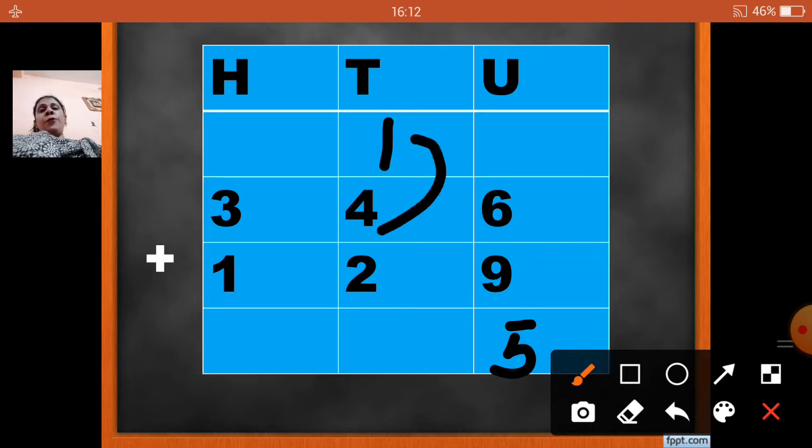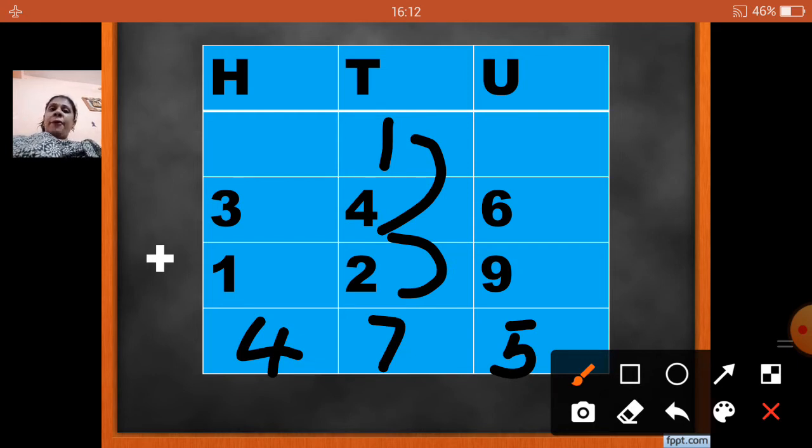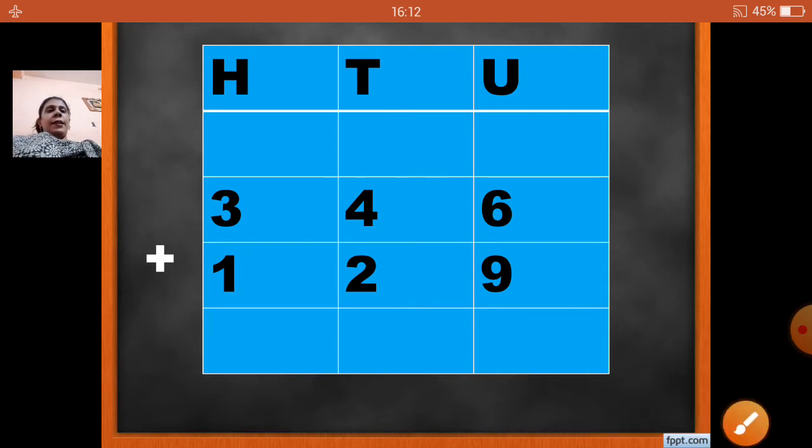So now to this 4 I will add this 1. So 4 plus 1 will be 5. To that 5 I will add this 2. So 5 plus 2 will be 7. Now here I got a single digit number. I am not having a 2-digit number, correct? So I am not going to carry over. I will just add the numbers in the hundreds place. So 3 plus 1 will be 4, correct. So when we add 346 plus 129, what answer do I get? 475. Okay children.